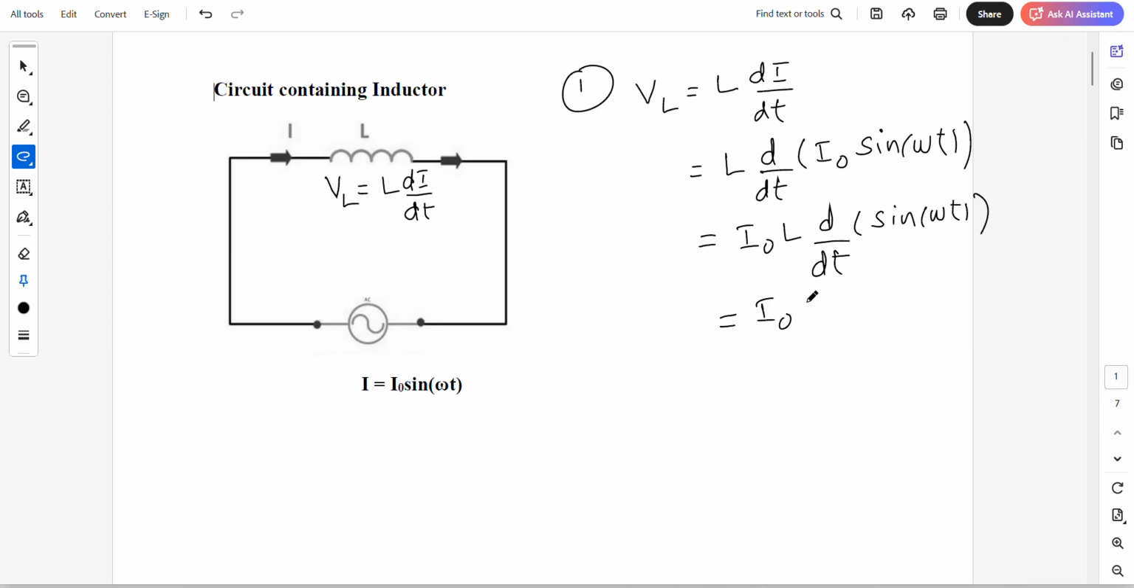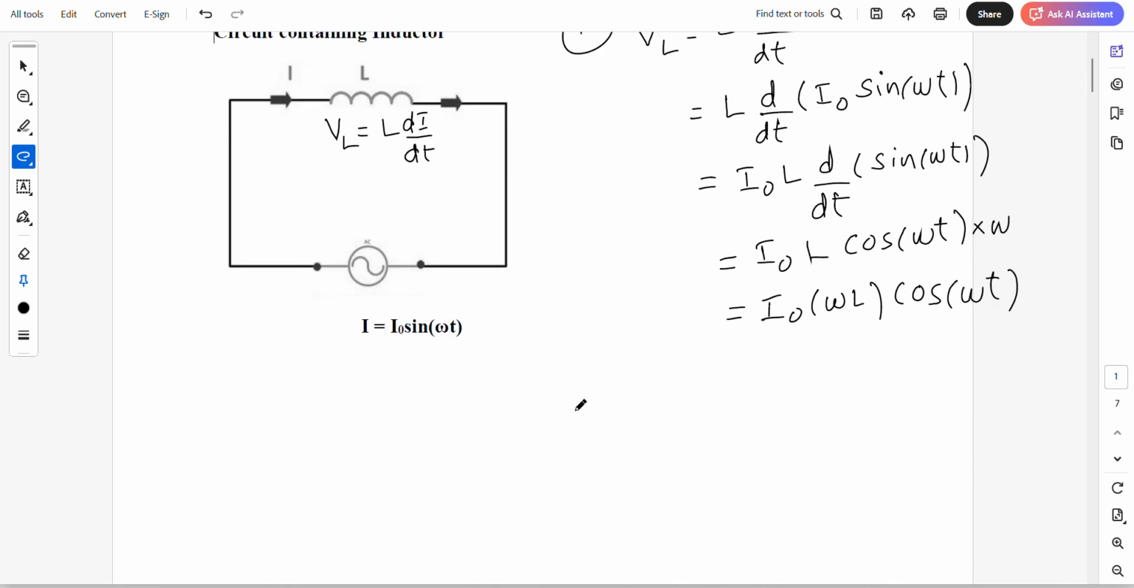What is the differentiation of sine of omega t? Cos of omega t into omega, because omega is the coefficient of t. Now this can be written as I naught into omega L into cos of omega t.